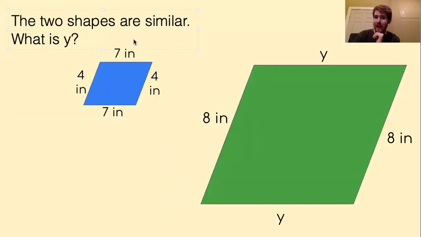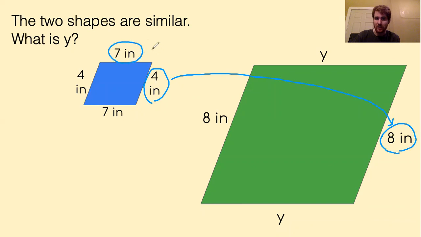Now, we're going to use the fact that similar shapes are always proportional. That means they have the same scale factor. So let's take a look at how we get at which sides correspond to which. So we've got this 4 inches. That corresponds to the 8 inches over here. And we've got 7 inches, right? That corresponds to y. We don't know what y is, so we can't figure out how to get from 7 to y. But we do know 4 and 8.